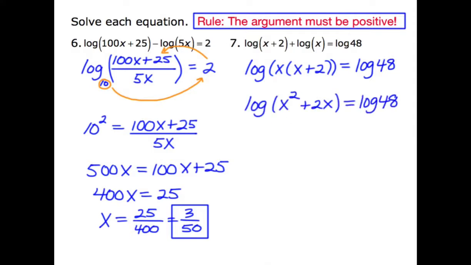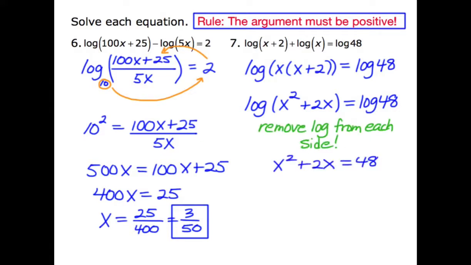At this stage, I have a log on the left and I have a log on the right. At one stage of the game, we introduced log to both sides, and now in problem number 7, I'm going to do exactly the opposite. And because I have one log on each side, I'm now going to remove those logs from each side. So I'm going to be left with x squared plus 2x equals 48 after I remove the logs.